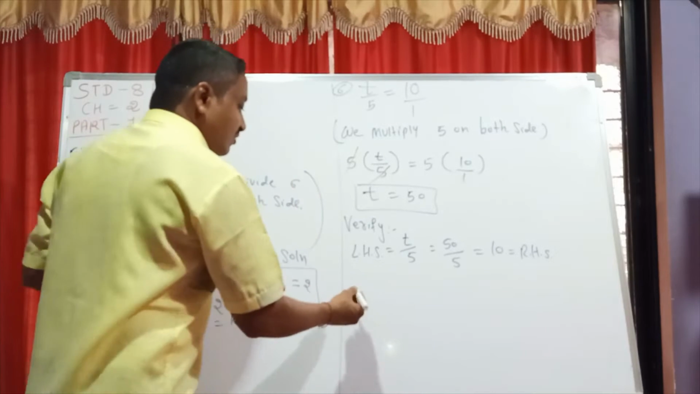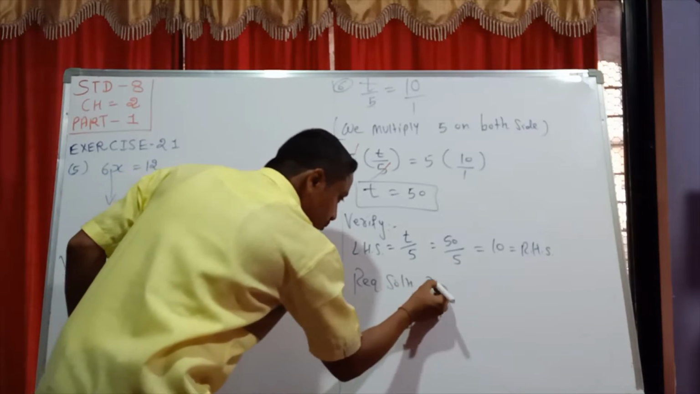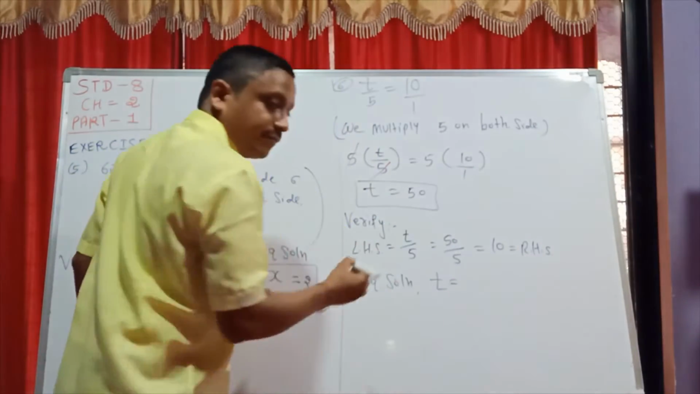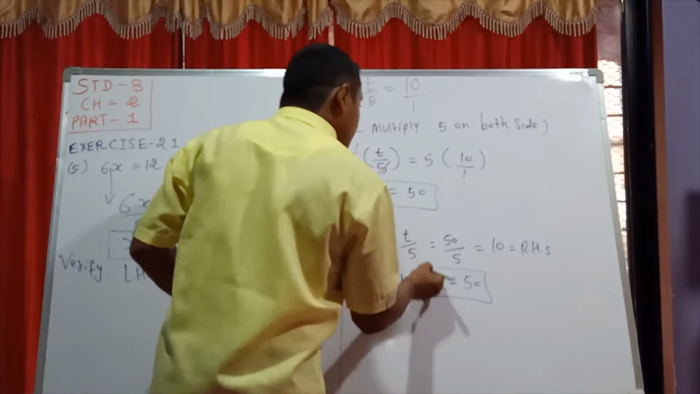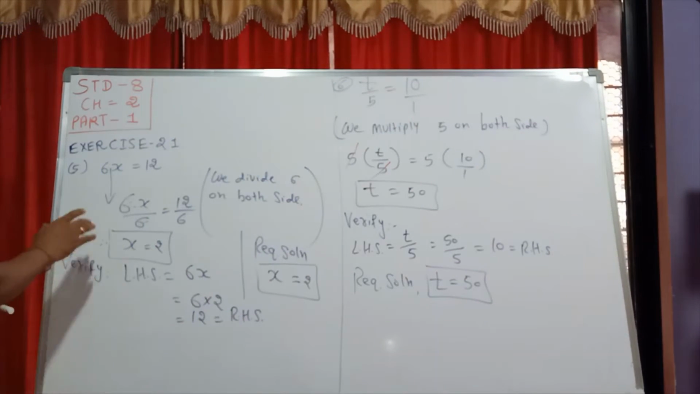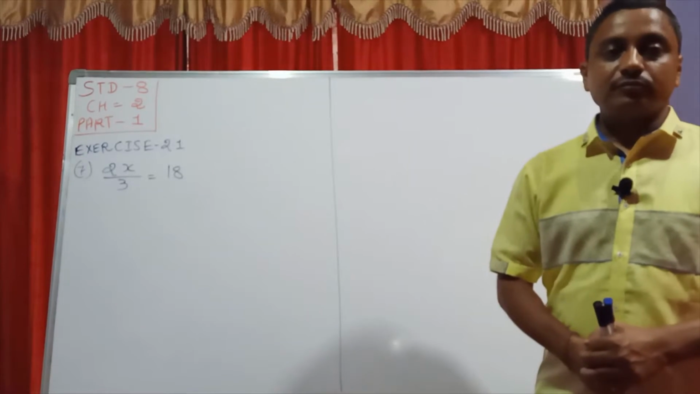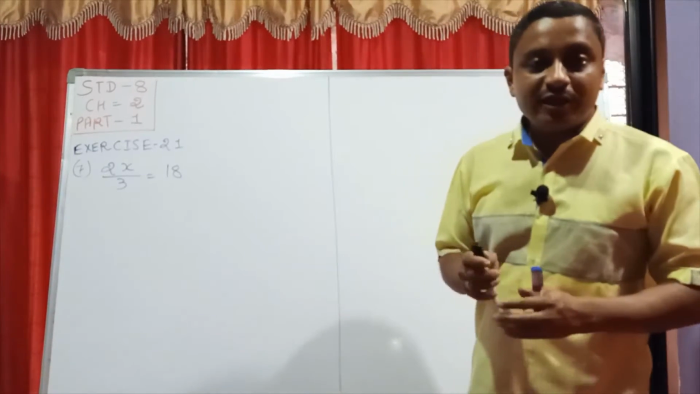So students, finally I write down the required solution, meaning the value of x, sorry, not x, my mistake, the value of t is equal to how many? It is 50. Here your question number 6 and question number 5 are both similar sums, completed, students. Now continue, students. Question number 7. 2x by 3 is equal to 18.